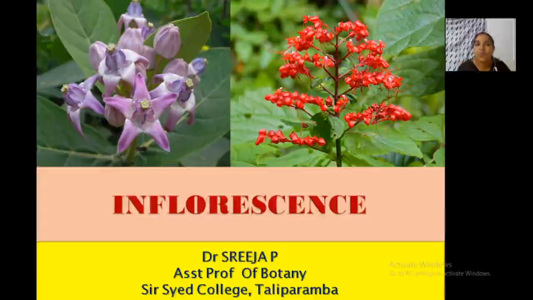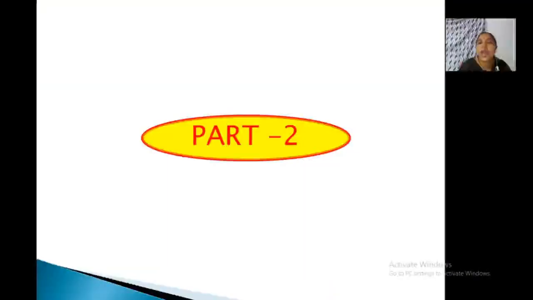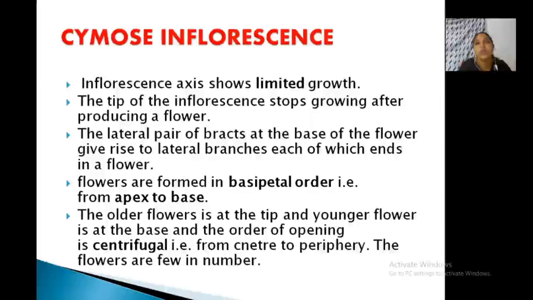In the last class, we discussed the first half of inflorescence. You now know what an inflorescence is. It is actually a cluster of flowers arranged on a common axis. You studied that there are different groups of inflorescence: racemose, cymose, mixed type and special type. In the first session, we discussed the different types of racemose inflorescence. Now, in the second part, we are going to discuss the second major division, that is cymose inflorescence.